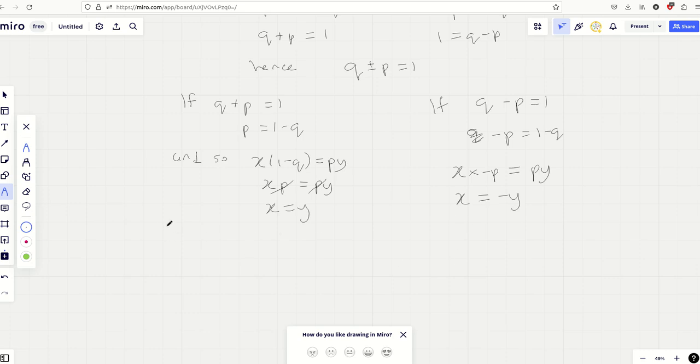Note this doesn't hold. Oh, note: if p equals 0 and q equals 1, then these relationships are unnecessary.